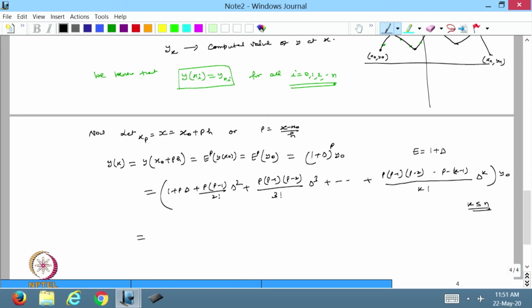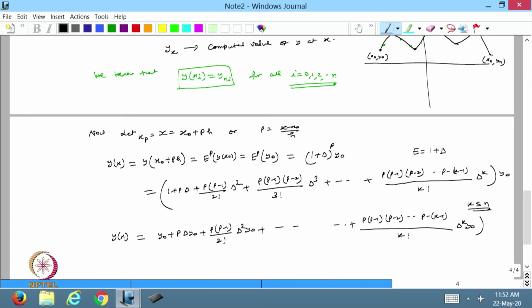So, from here I can write, now I can take the y naught and apply this operator on the y naught. So, it will be y naught plus p del y naught plus p(p minus 1) by 2 factorial delta square y naught and so on, and in the end I will write p(p minus 1)(p minus 2) up to p minus k minus 1 by k factorial del k y naught. So, this is my polynomial. I am getting the polynomial in p.